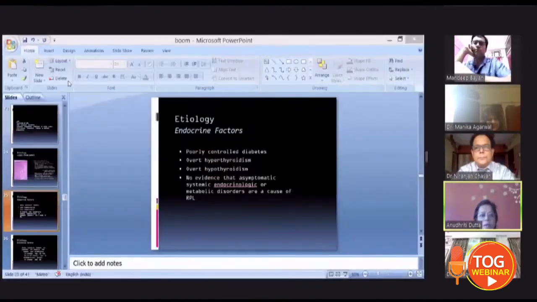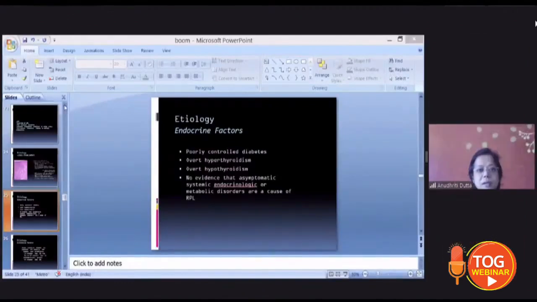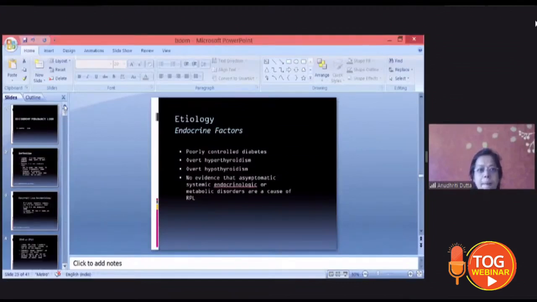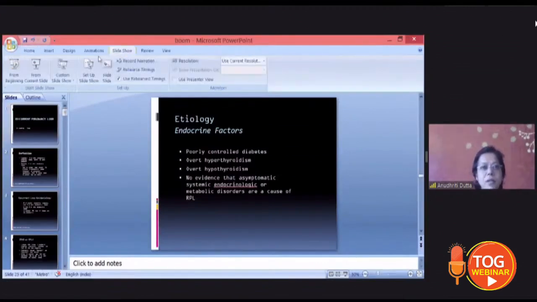So I would like to start my presentation on recurrent pregnancy loss. Can everyone hear me, please? Yes. I'm a consultant gynecologist at Pratiksha Hospital, Guwahati. I'll just start the slideshow.